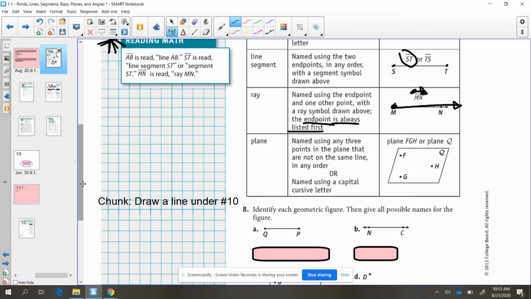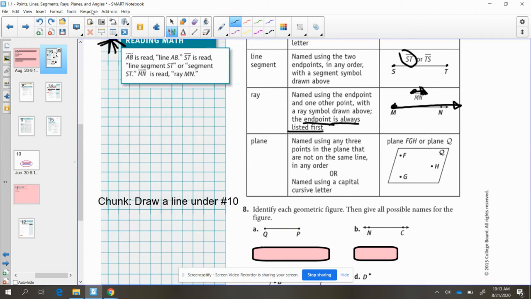Final figure we're talking about here is a plane. And I like to think about a plane as like a piece of paper, right? And you can have all these different points or lines or rays all on a singular plane. Now, planes are named with 3 points that are not on the same line. So notice all 3 of these, you cannot draw one line through any of these 3 points here, here, and here.